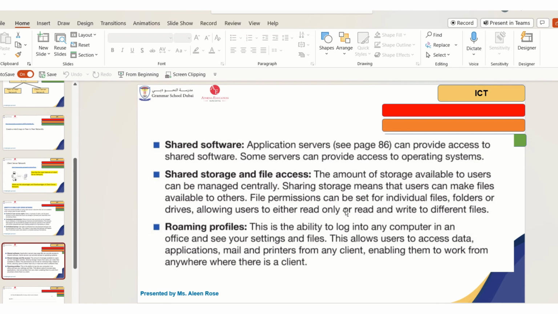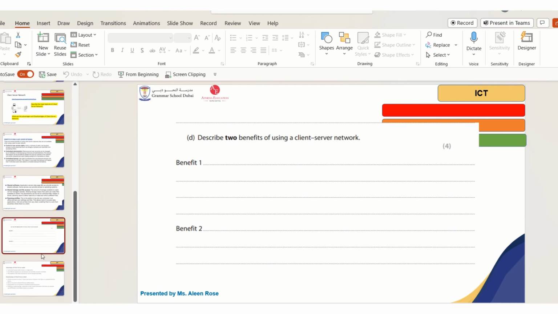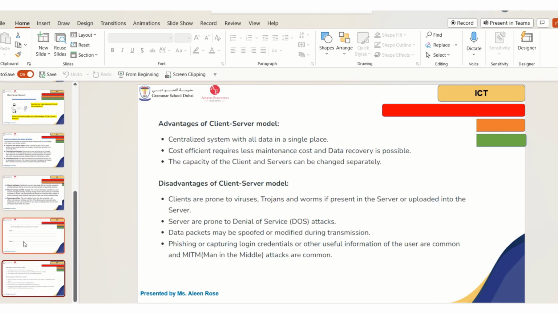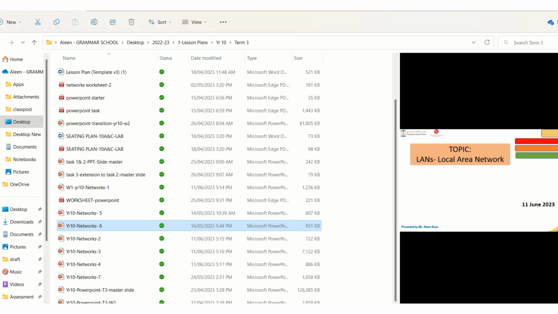Then roaming profiles, what is it? It is the ability to log into your computer. The server can log in and see what you people are doing. He can go through your files. So that is roaming profile. These are the benefits of the client-server model. Whereas in peer-to-peer, what is it? In peer-to-peer there is no administrator. It is all between the devices.